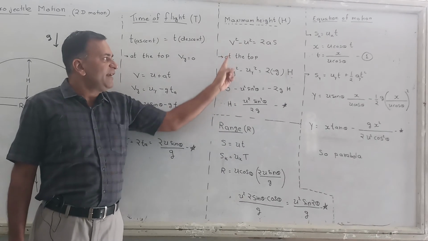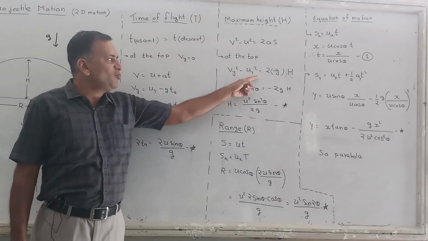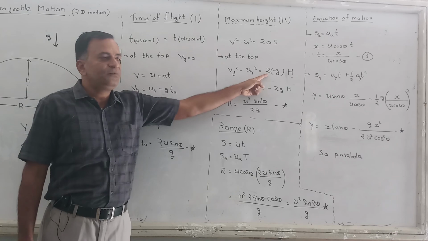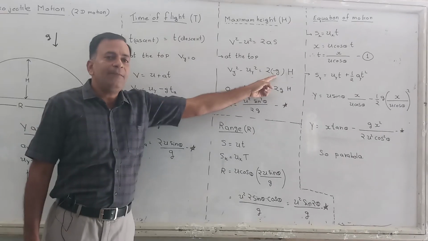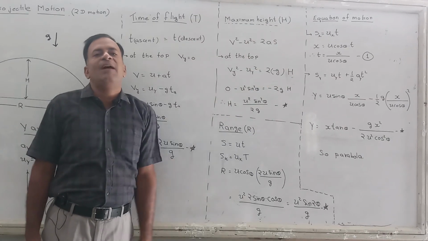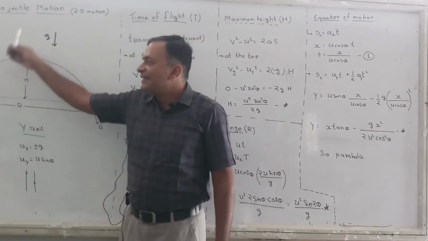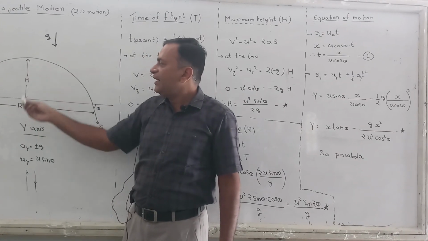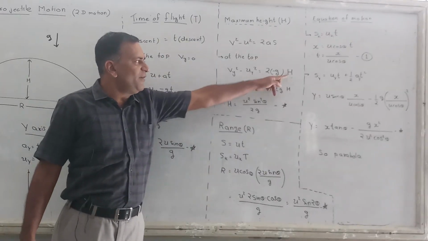Using this equation, rewriting the same equation for y-axis, vy square minus uy square is equal to 2a, that is acceleration, it is minus g, and what is the distance covered? Distance covered will be equal to maximum height. When the projectile reaches the top, how much distance will it have covered in the y-axis? It will be covering a distance of h. So distance covered equals h.